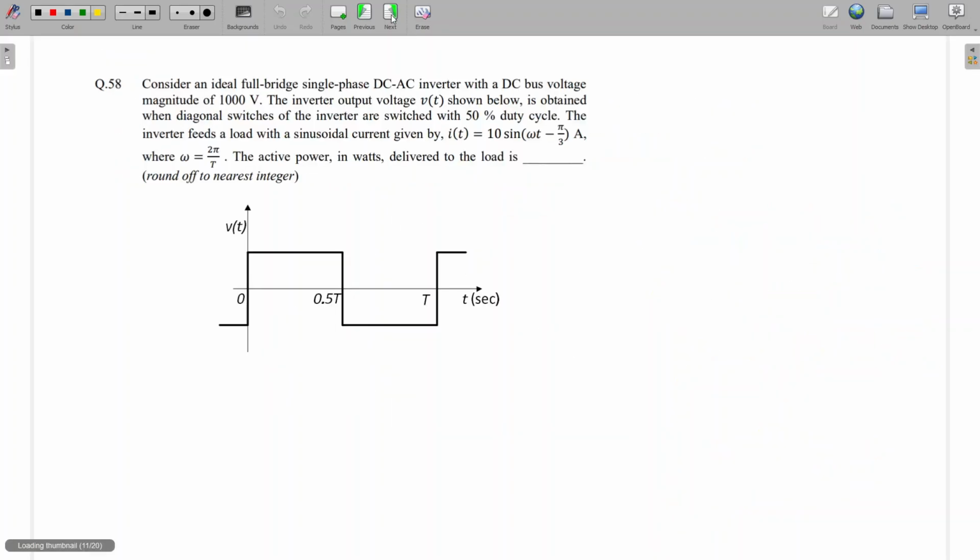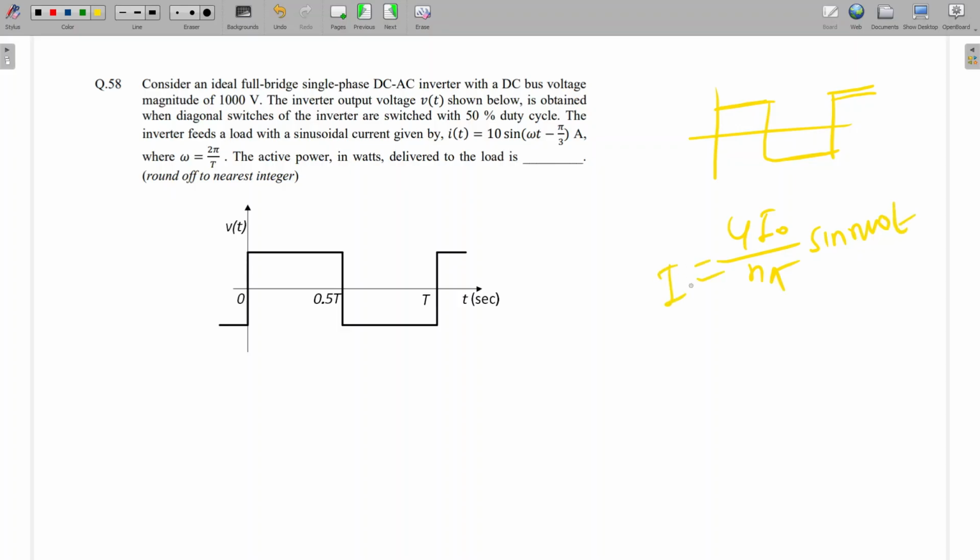Okay. So this is not a rectifier question, but I have already taught this kind of thing earlier. A square wave is given, and we have already studied this kind of square wave in the single phase full bridge. So what is the Fourier of the square wave? 4 I naught upon n pi sin n omega t. This was for the source current, which was the square wave in the case of the full bridge.